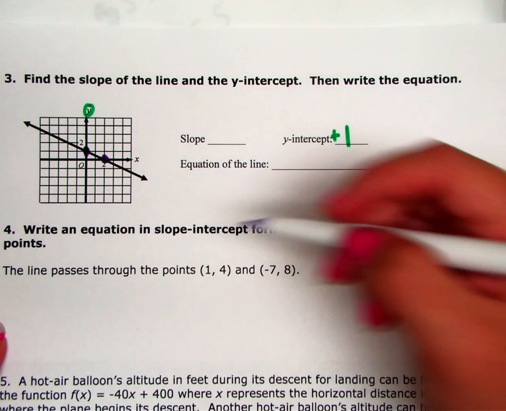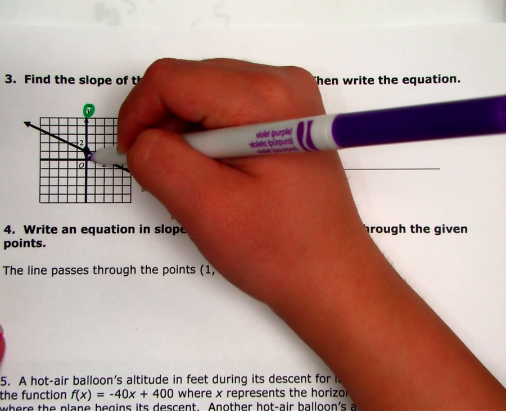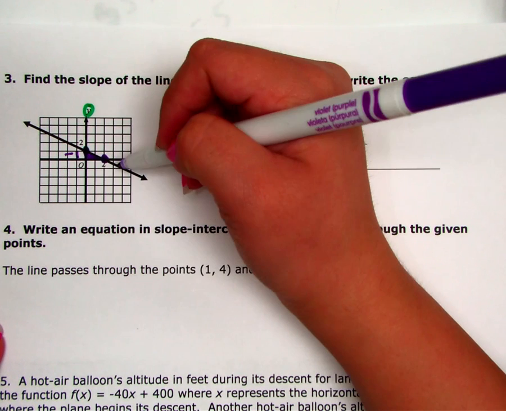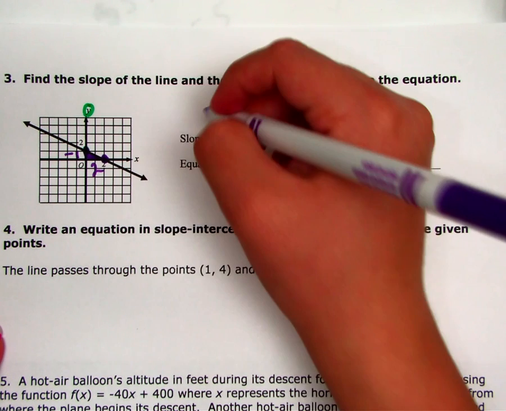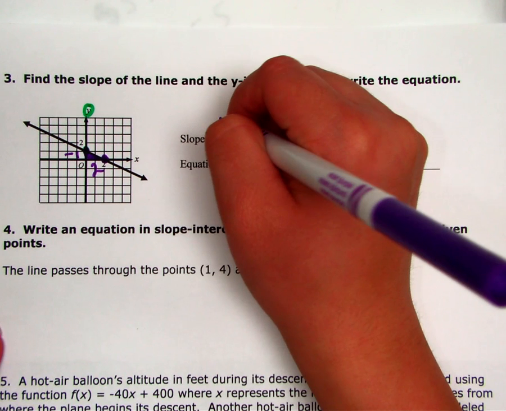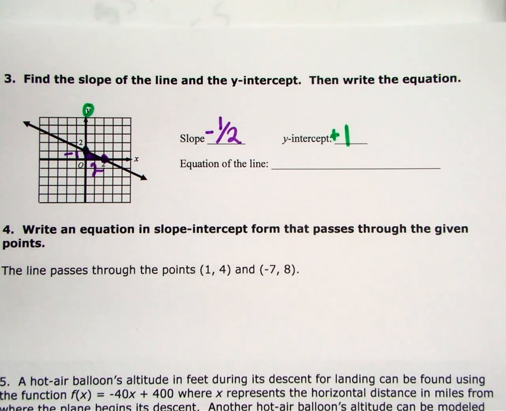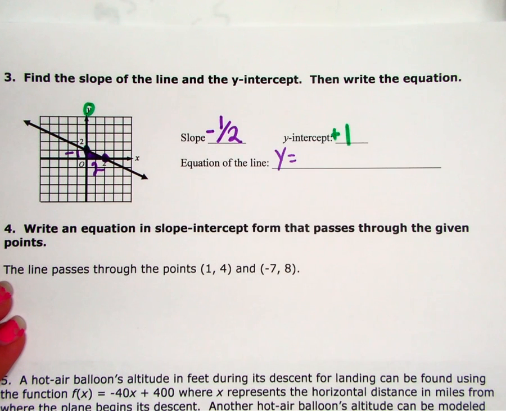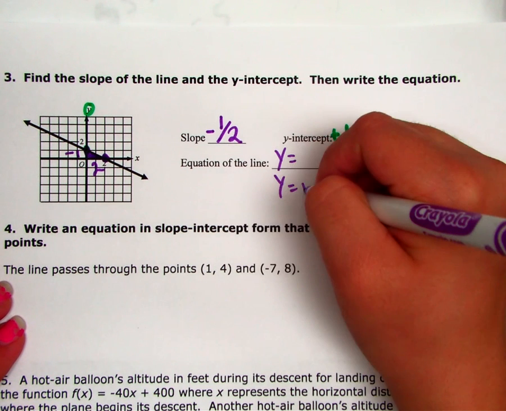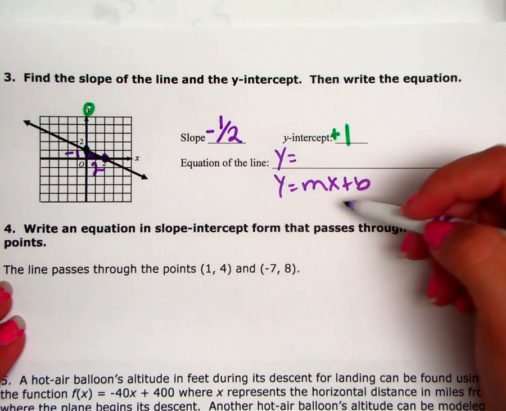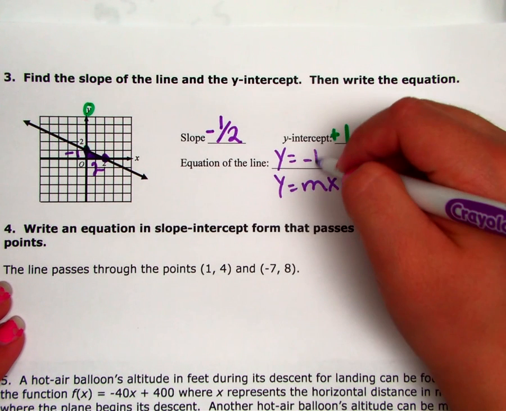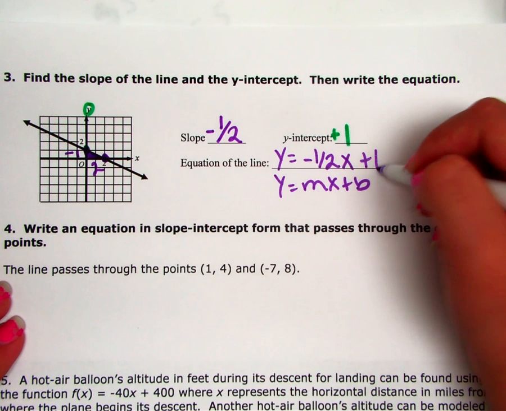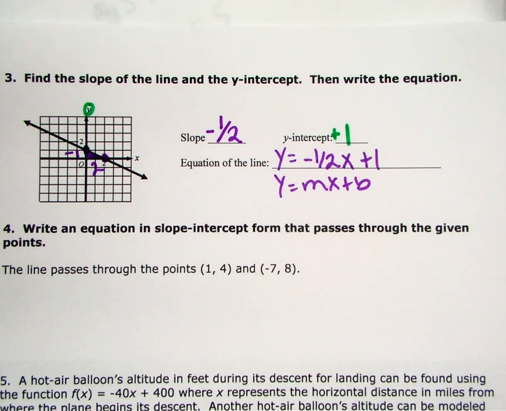So now we need to count how many boxes down and to the right that we went. We went down 1, so it's going to be negative 1, and over 2. So our slope is negative 1 over 2. So now let's write our equation. We know we're going to have y equals mx plus b, where m is our slope, so it's negative 1/2, followed by the x, and then our y-intercept, which is plus 1. So that's your equation.